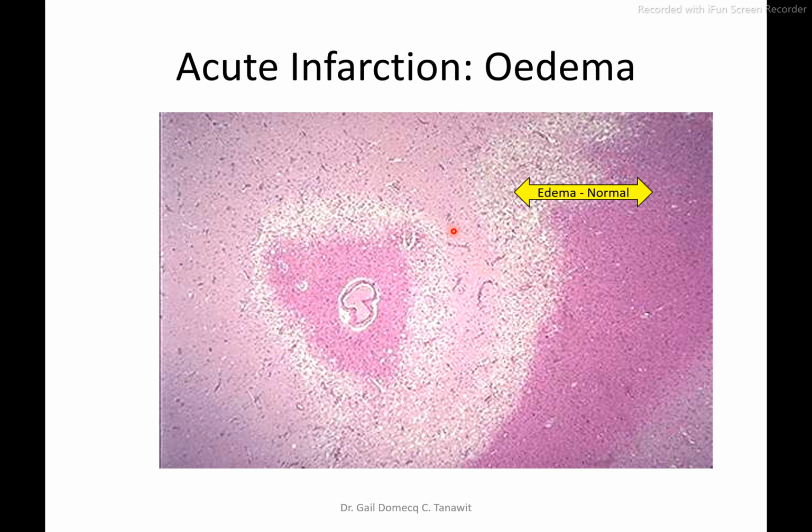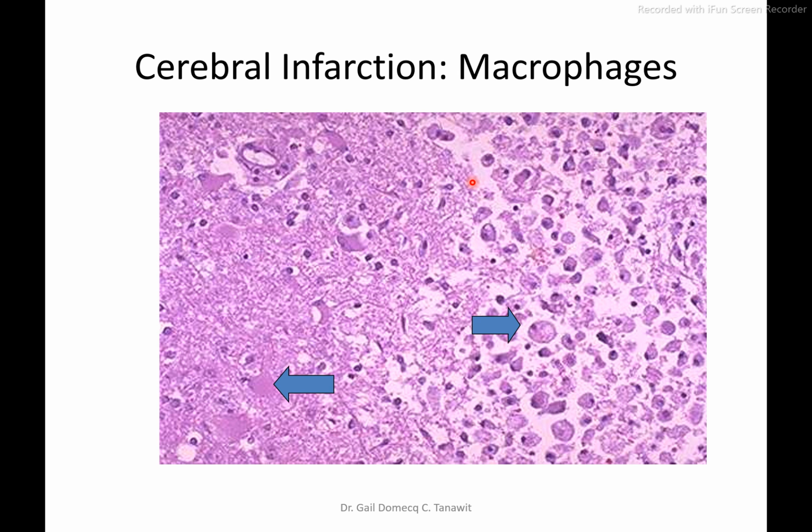This is acute infarction, okay, back-to-back comparison of your normal on the right and edematous brain on the left. Okay, higher magnification. So we have here your normal brain. Here on the left, this one would be the edematous portion. Yung mga malalaking ito, okay, those are your macrophages.